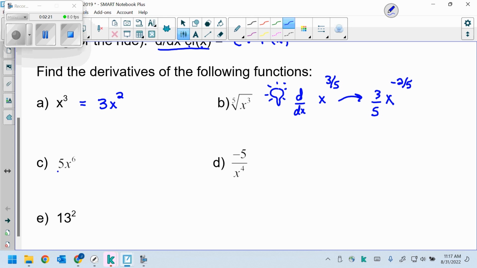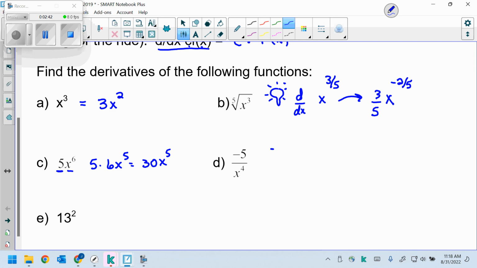Well, let's see, constant multiple rule, we have a 5, okay, and we're going to multiply that by the derivative of x to the 6th, which is 6 x to the 5th. So I think we're going to get 30 x to the 5th. The coefficient just came along for the ride.